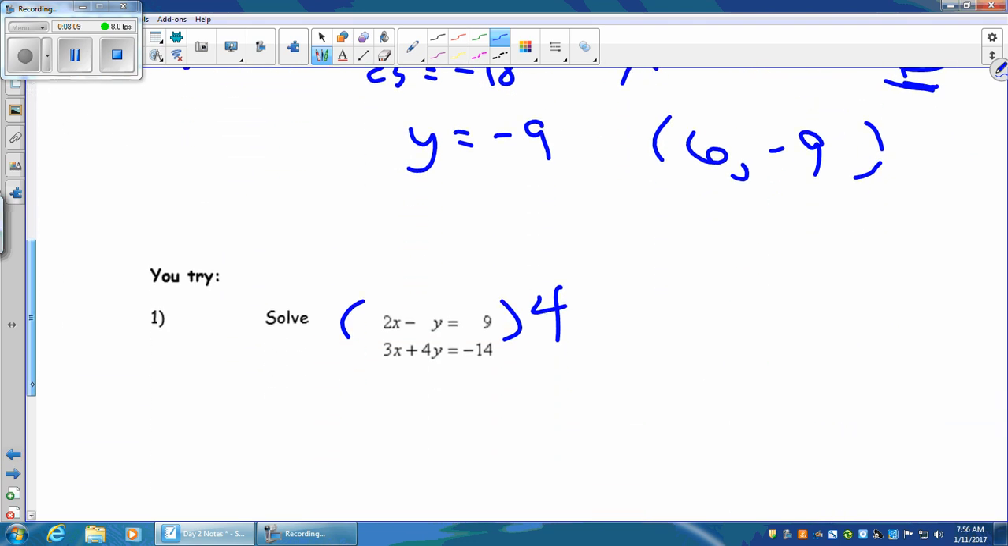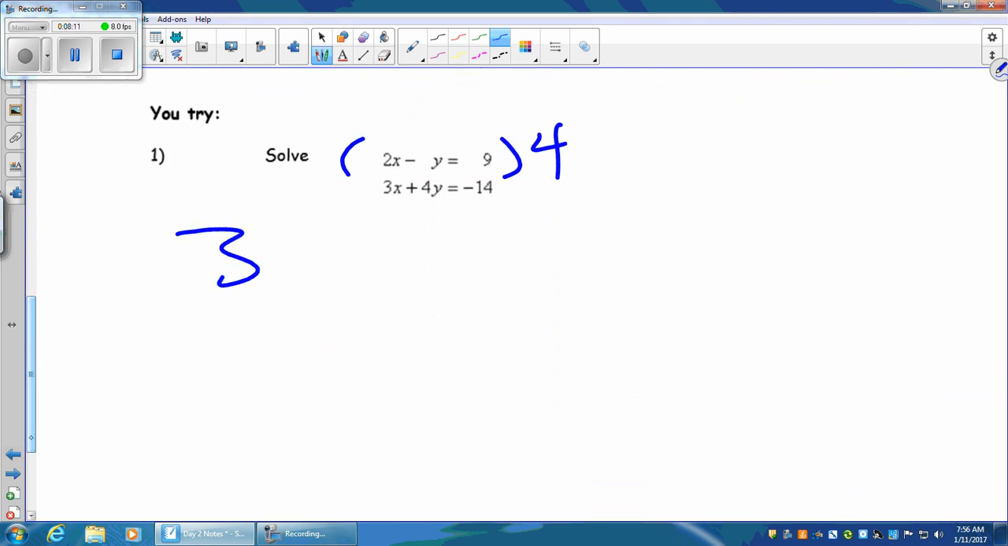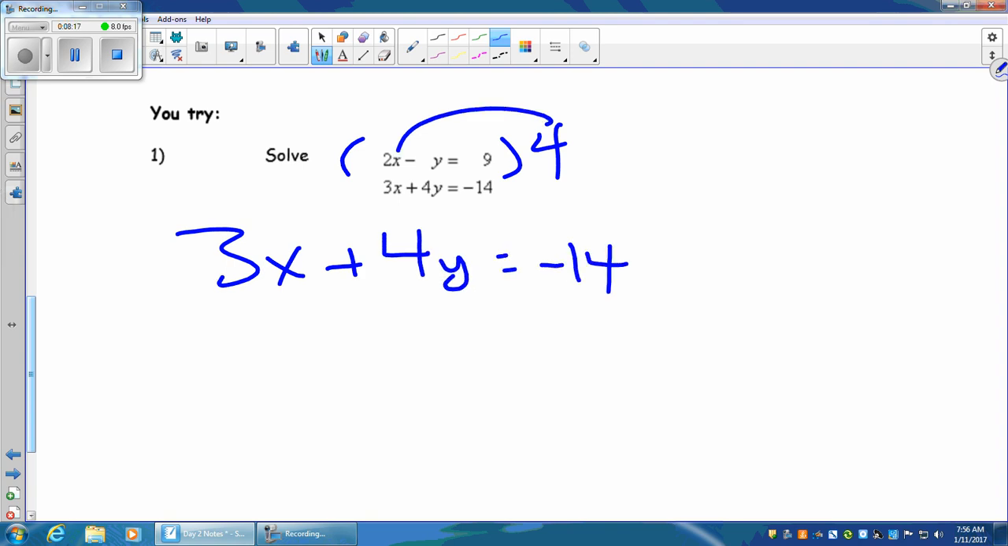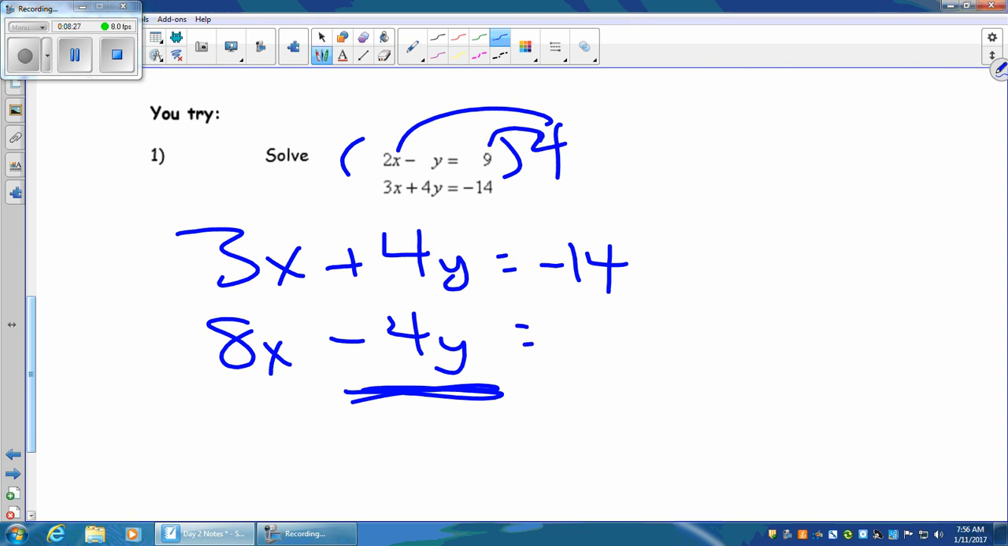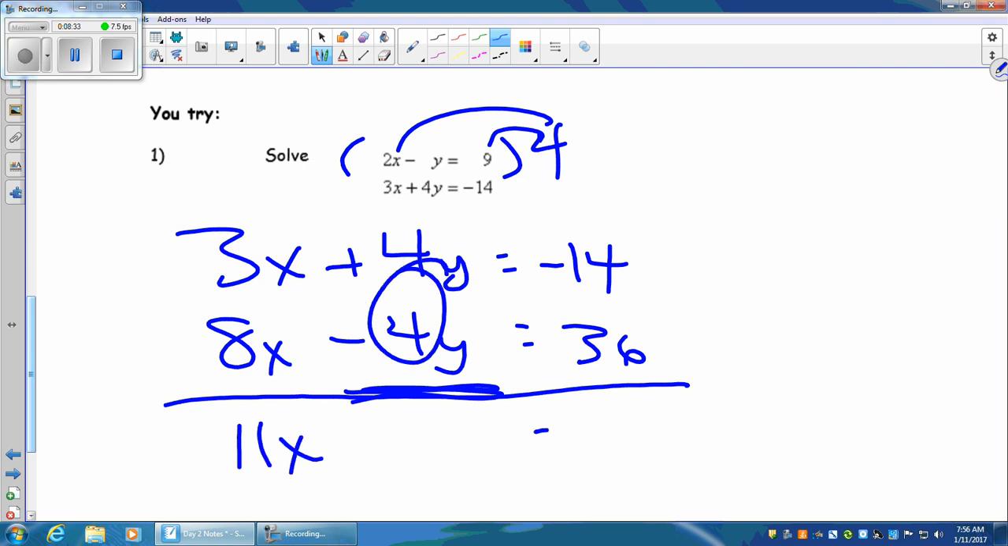Hopefully that was enough time for you to pause it. If I rewrite this bottom one, it is equal to -14, and multiply this top one by 4 like I asked you guys to do, I end up getting 8x, -4y. That's why I wanted to do it. Take a look at how many y's I'm going to have now. And don't forget, here's a spot where you're going to mess up if you do, 36. So now when I do this, I end up getting 11x, 0, and anyone know what 36 minus 14 is? 22.